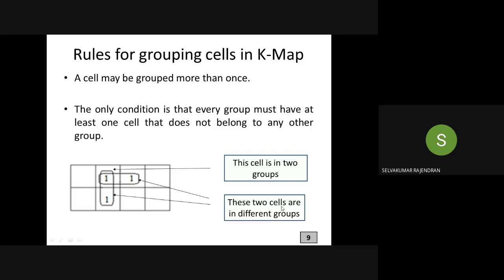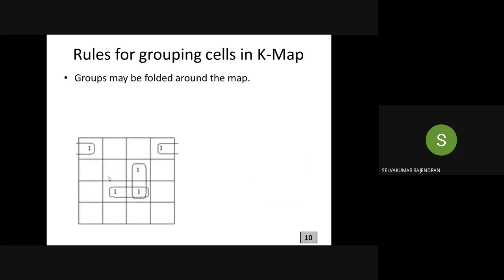These two cells are in different groups. This one belongs to this group only, and this one belongs to this group only, but this one is common to both groups. Groups may be folded around the map, so the leftmost cells can be grouped with the rightmost cells.